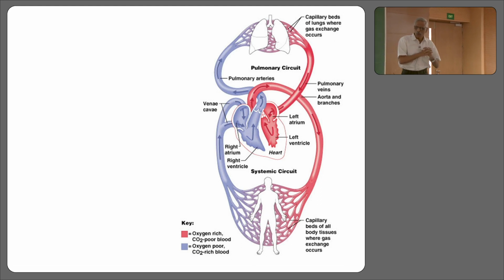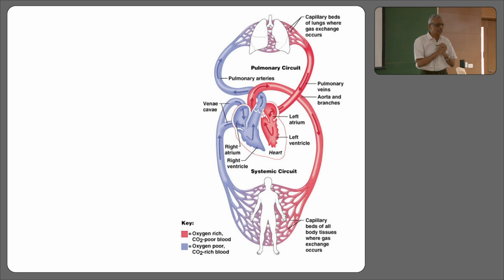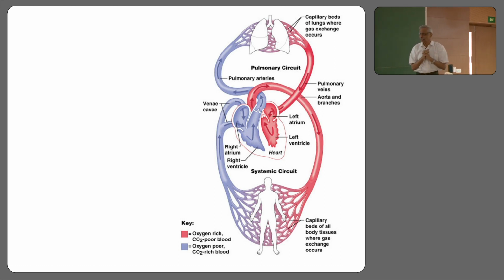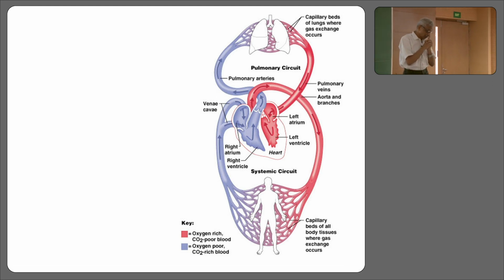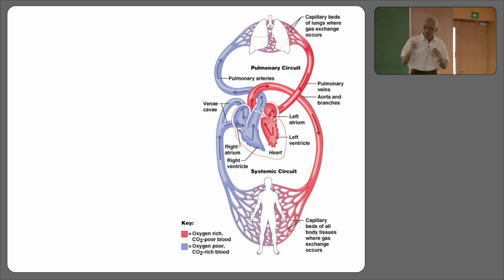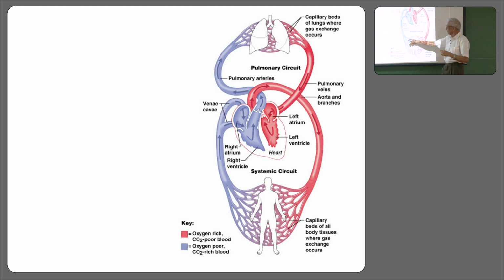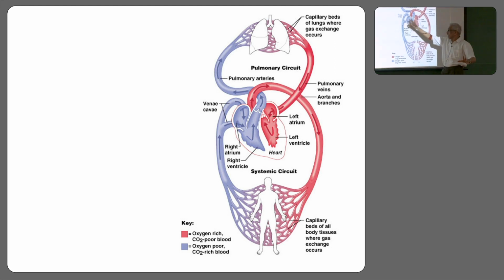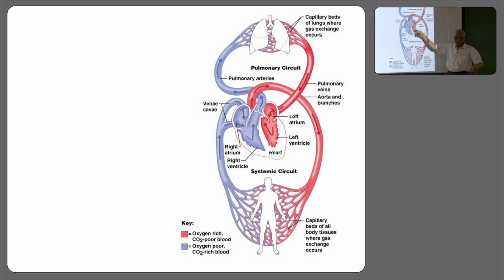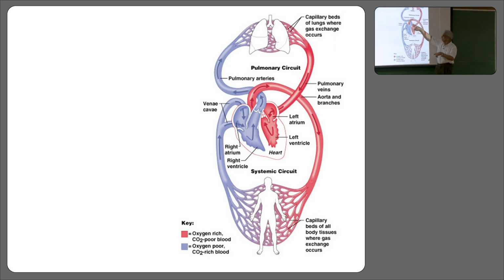Are these two systems, the pulmonary system and the systemic system, in series or in parallel? They look like parallel, but if you look at this diagram, it is actually in series. The deoxygenated blood comes from the rest of the body, pours into the right auricle, goes into the right ventricle, and then goes to the lungs, and the same blood comes back to the left, and then from there it goes to the rest of the body.